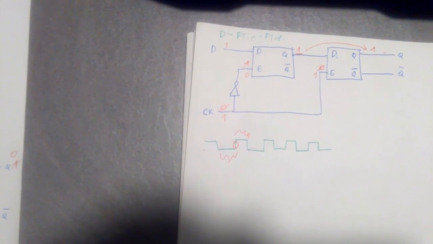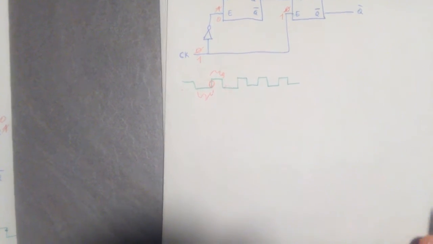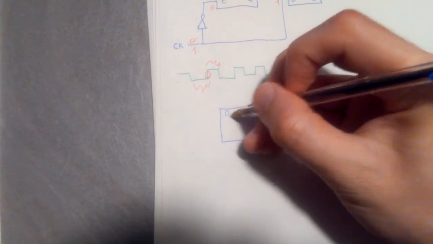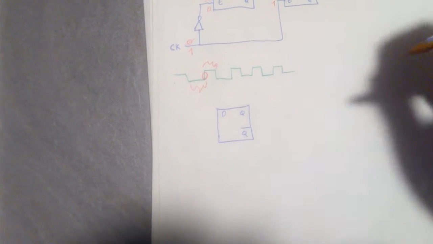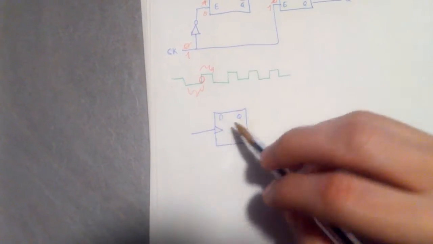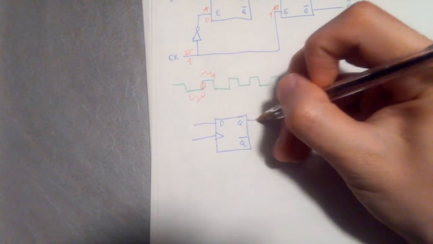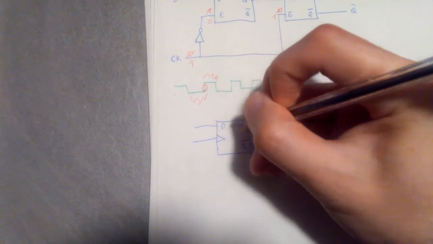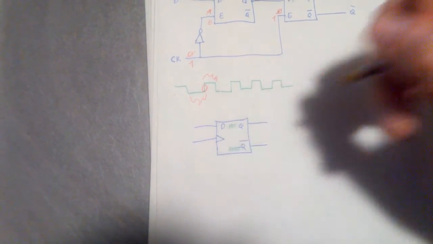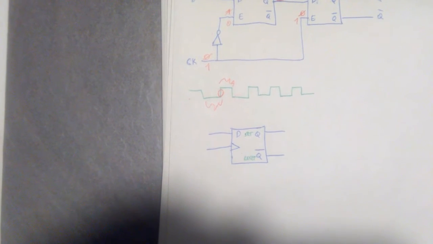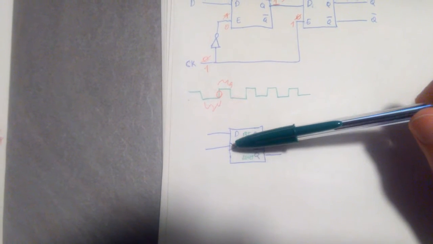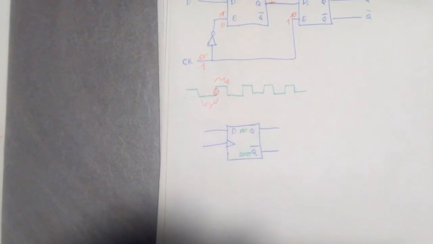So again, we can use another symbol and have yet another level of abstraction, and get this symbol here with D, Q, and Q naught. If you see this symbol, we have of course set and reset. With this symbol here, it means that it's edge sensitive. So at the clock edge, the flip-flop is capturing the data.